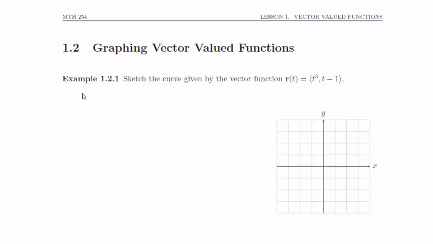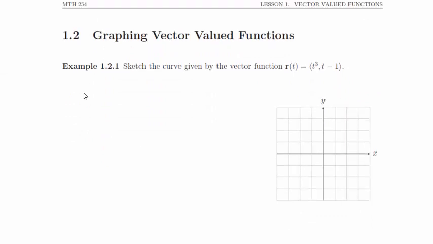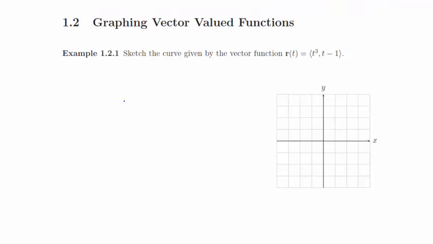Next section, 1.2, graphing vector valued functions. So we're going to start by doing this in 2 dimensions first, and then expand this up into our 3-dimensional cases on the next page. The first example we're looking at, example 1.2.1: sketch the curve given by the vector function r of t equals the vector t cubed, comma, t minus 1.